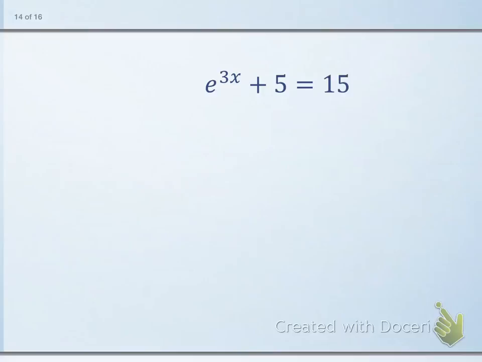Okay, this one we need to condense it a little bit to get e by itself. So first get rid of the things not attached to it. So we're going to subtract that 5 to get 10. Now I can take the natural log of both sides to get 3x is equal to the natural log of 10. X is still not by itself, so we're going to go ahead and divide. So I type in the natural log of 10 and my parentheses divided by 3. It's equal to 0.77.